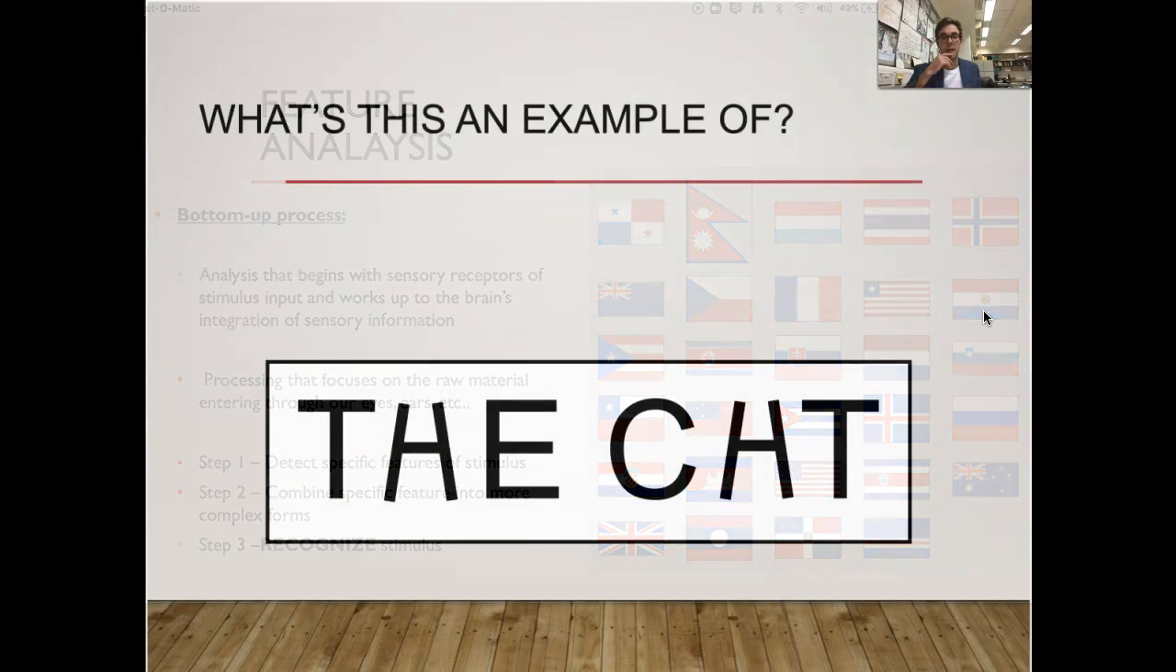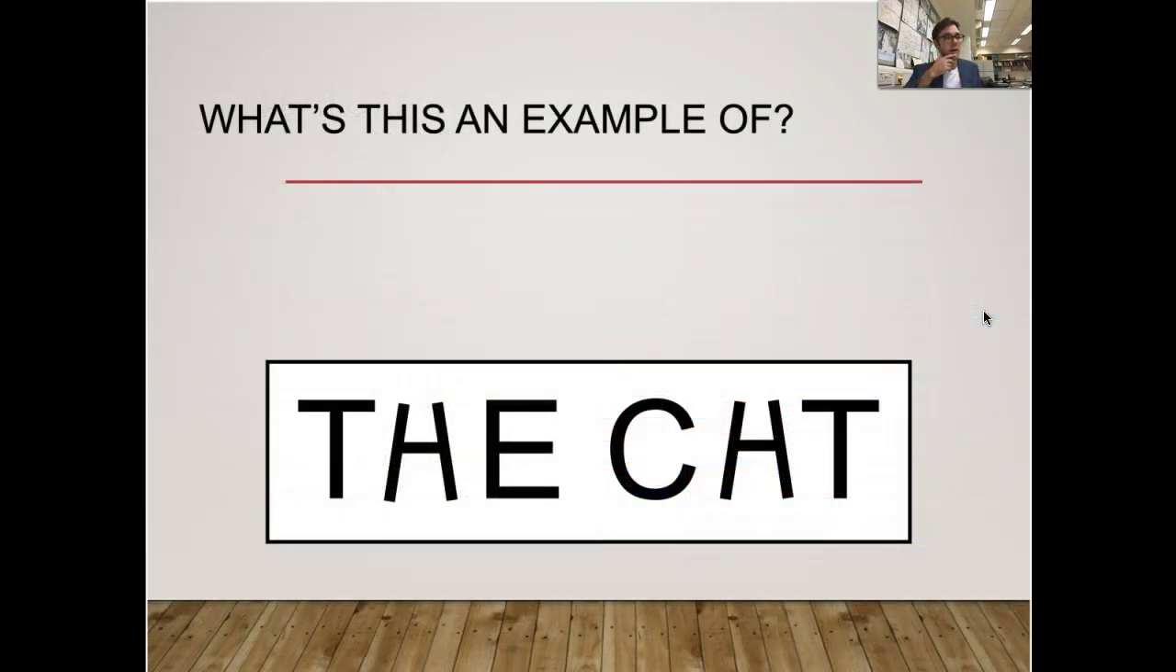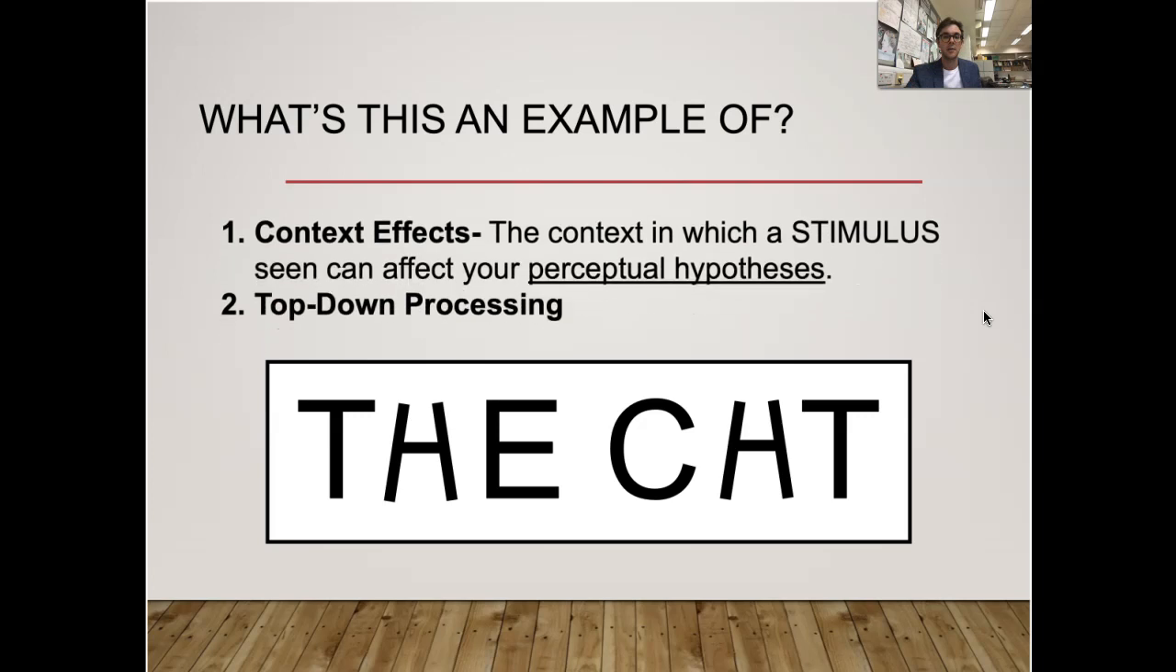So look at this example. What does this represent? It represents two things. See if you can guess them. So the first thing it obviously represents is top-down processing, okay, which we haven't talked about yet, but we're going to in a minute. The other thing it represents is context effects.